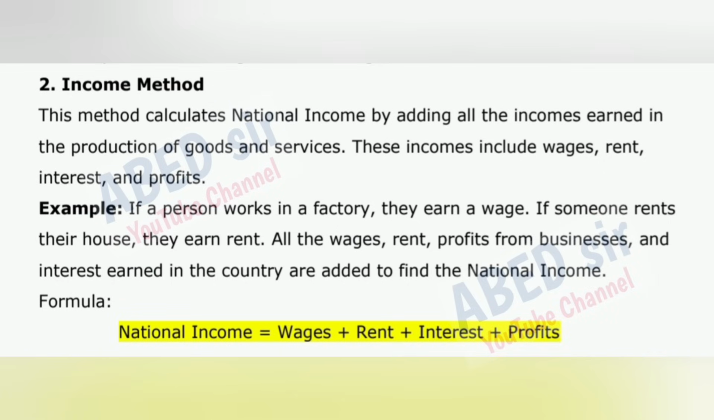2. Income method. This method calculates national income by adding all the incomes earned in the production of goods and services. These incomes include wages, rent, interest, and profits. Example, if a person works in a factory, they earn a wage. If someone rents their house, they earn rent. All the wages, rent, profits from businesses, and interest earned in the country are added to find the national income. Formula. National income is equal to wages plus rent plus interest plus profits.